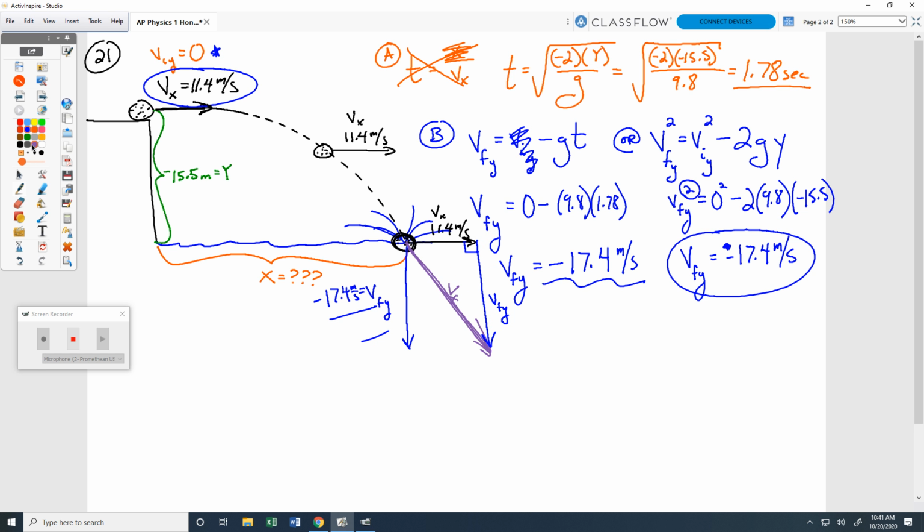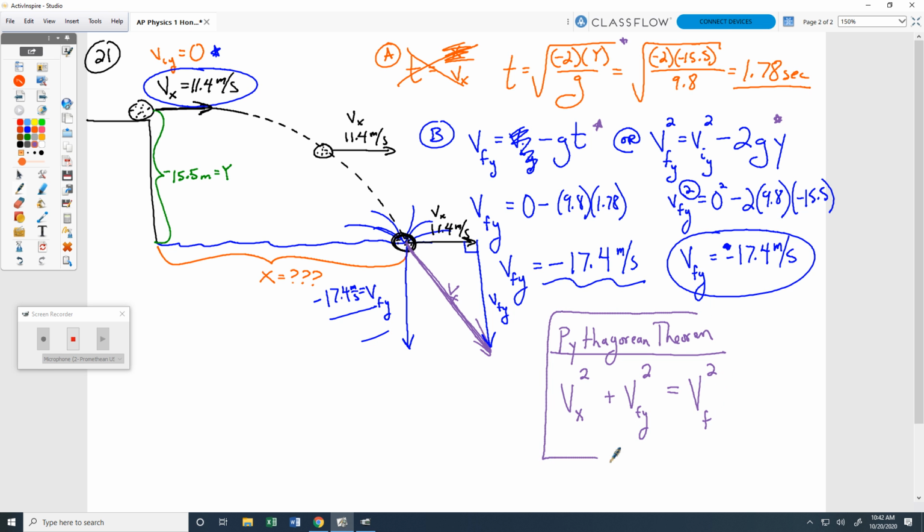I actually pointed out in class that we should add some equations besides the ones we have to our equation sheet. We need to add the Pythagorean theorem, but we're going to write it a little bit differently. I want the hypotenuse. Normally we say a squared plus b squared equals c squared. But now a is vx, so vx squared plus b, your vfy squared, equals c, your hypotenuse, vf squared.